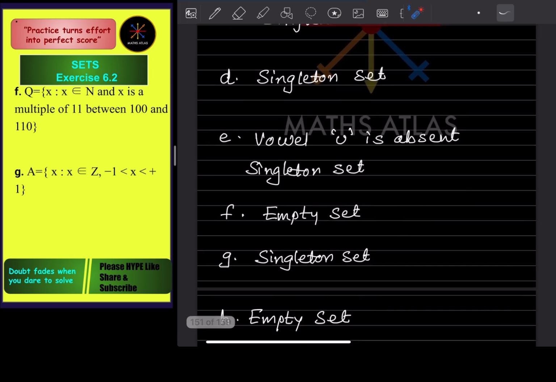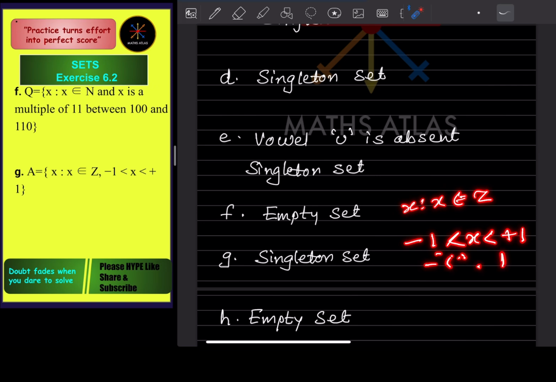Now A is equal to x, where x belongs to Z, and minus 1 is less than x is less than plus 1. So this is just in between minus 1 and plus 1, and there is one number, that is 0. So we can call that the singleton set.